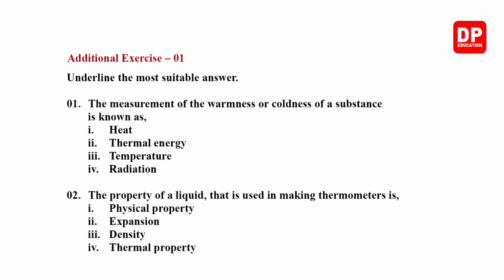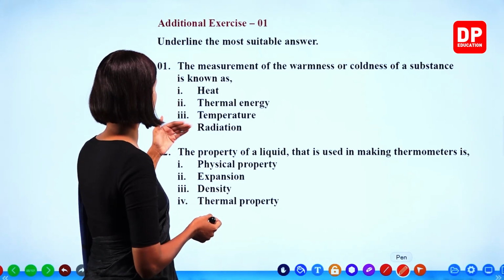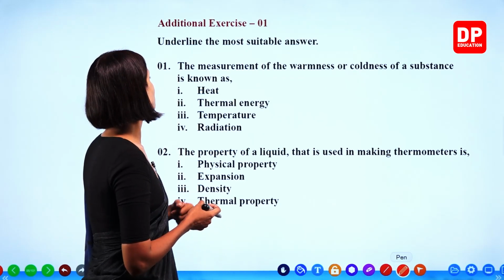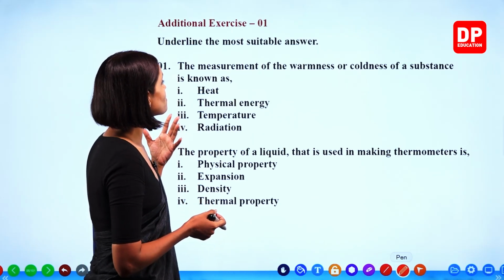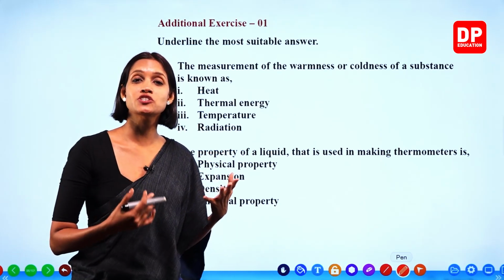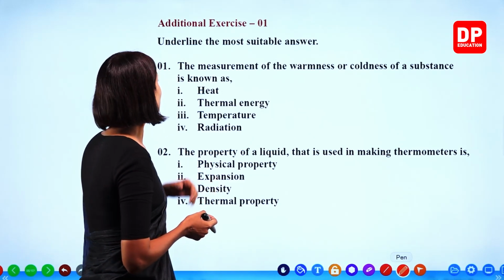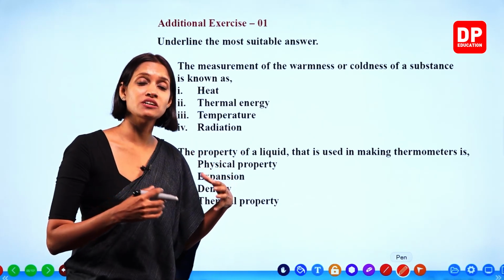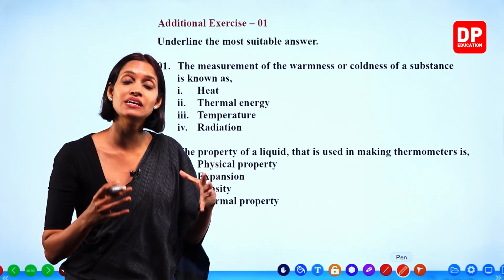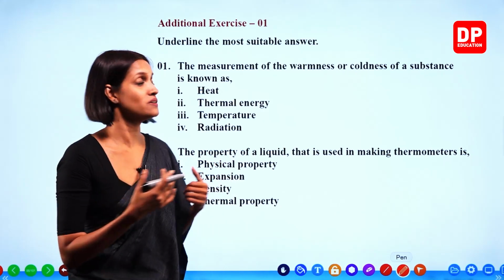Exercise number 1. Underline the most suitable answer. Right? 4 choices are given each. Question number 1. The measurement of the warmness or coldness of a substance is known as, what is this measurement known as? It is known as temperature. Right? How to measure the warmness or coldness, or the heat, can be measured as temperature. We measure the temperature. Okay?